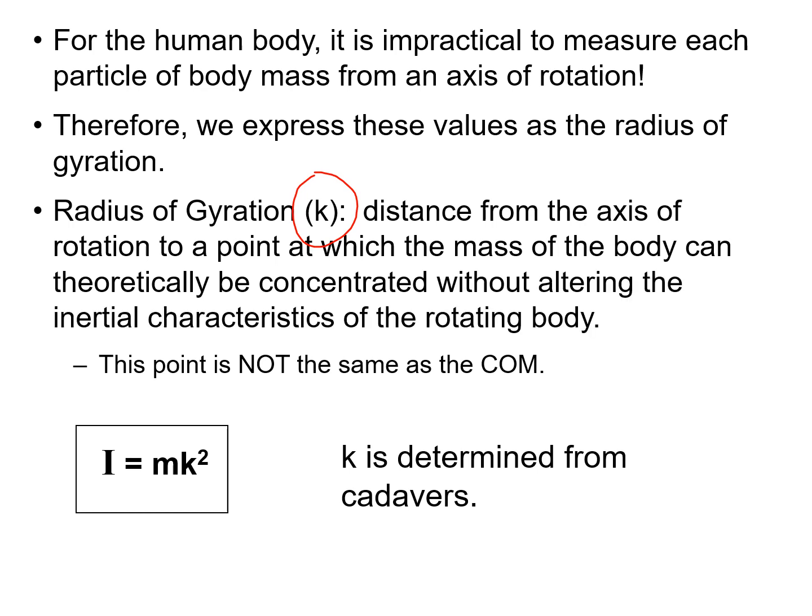So once again, the radius of gyration is the distance from the axis of rotation to the point at which the mass of the body can theoretically be concentrated without altering the inertial characteristics of the rotating body. So when it's rotating, it's not causing a lot of vibration or anything like that. It's spinning more balanced, if that makes sense.